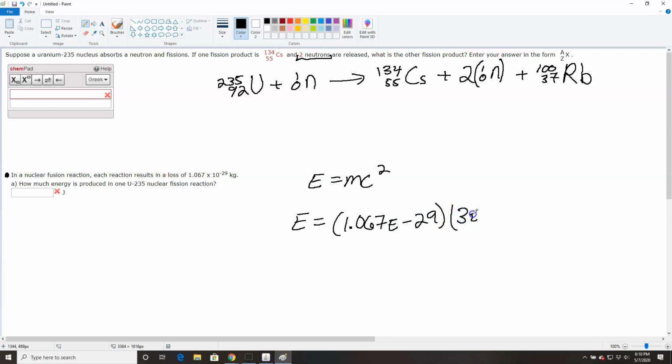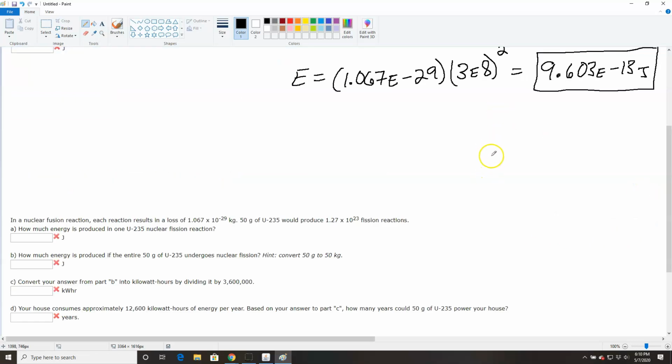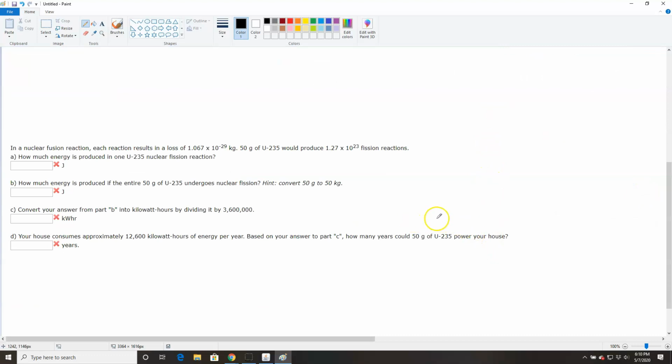C is 3E8. That is the speed of light. That is a constant. It will always be 3E8 squared, or 9E16 if you want to shorten that. All right, so I punch into my calculator, and the result is 9.603 E negative 13 joules. That seems like a very small amount of energy, but remember, that's only one fission reaction.